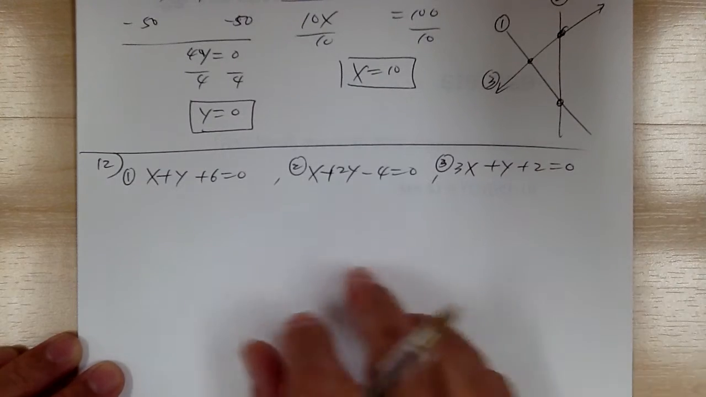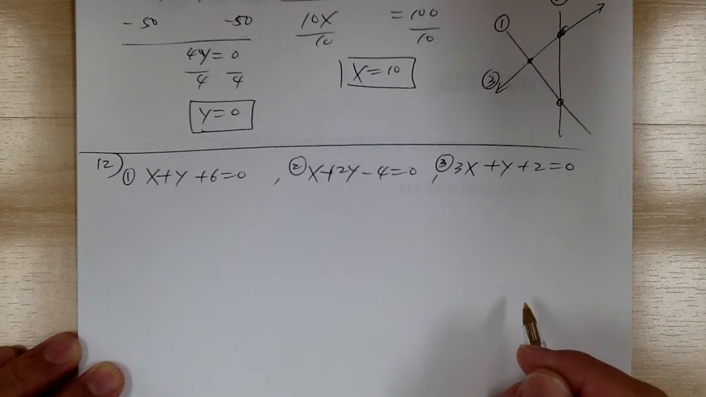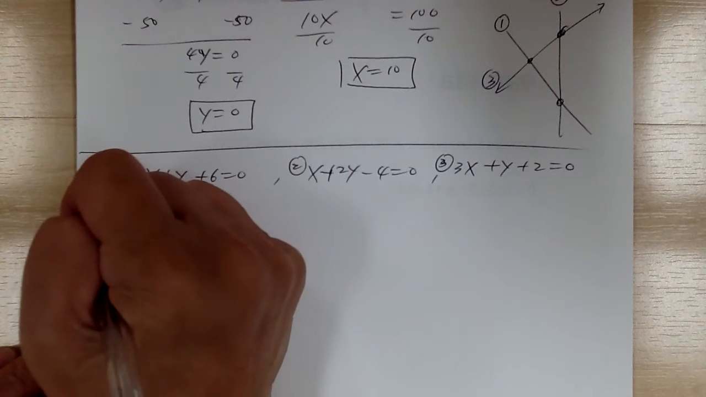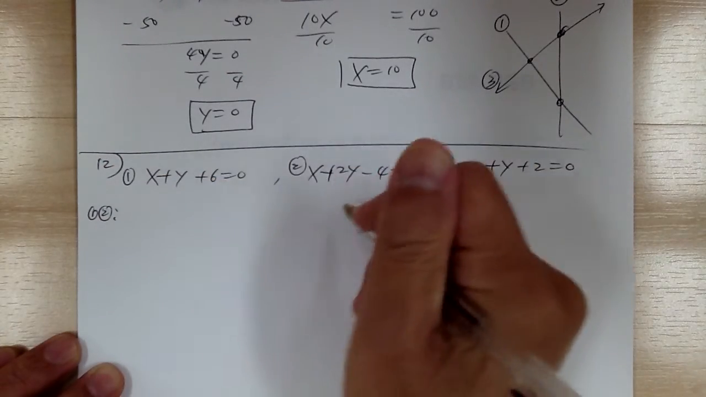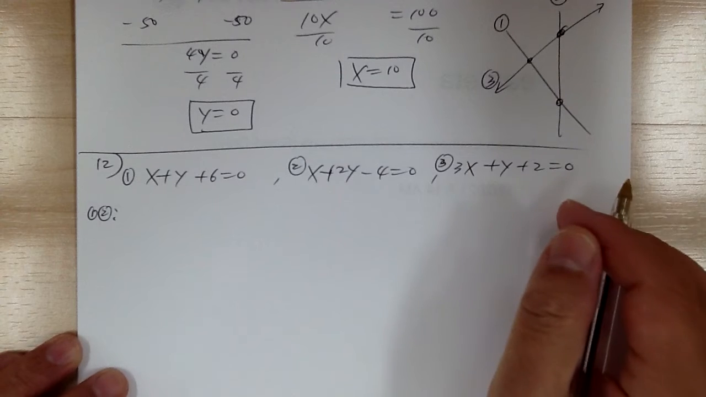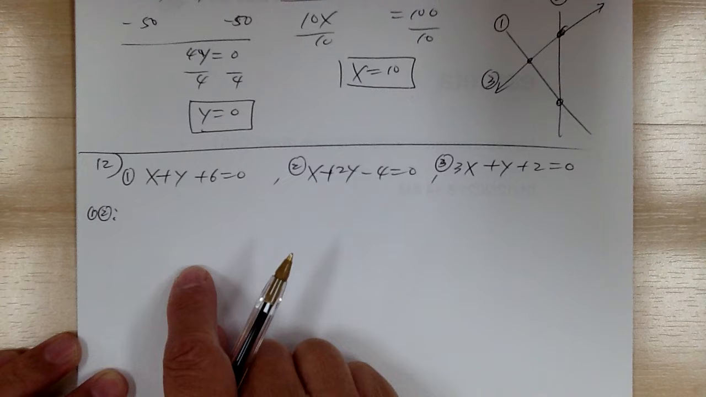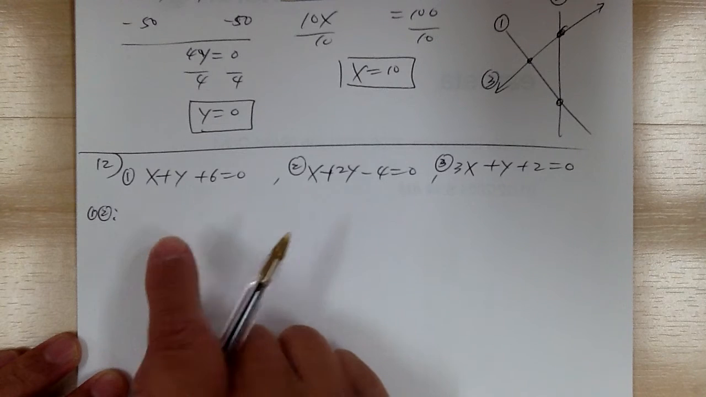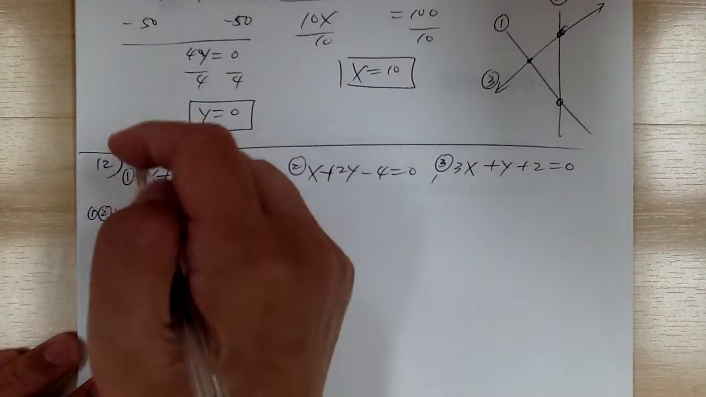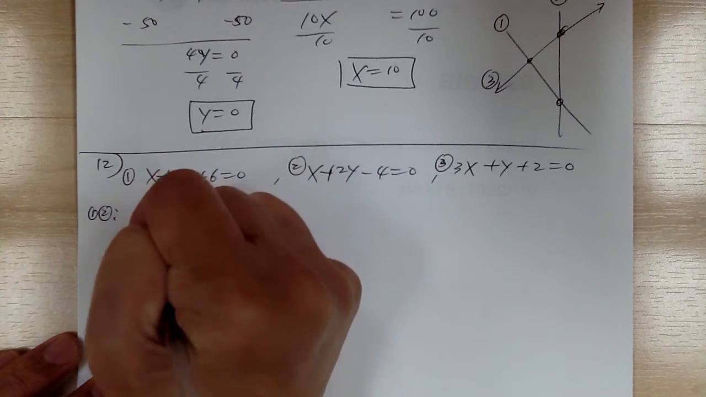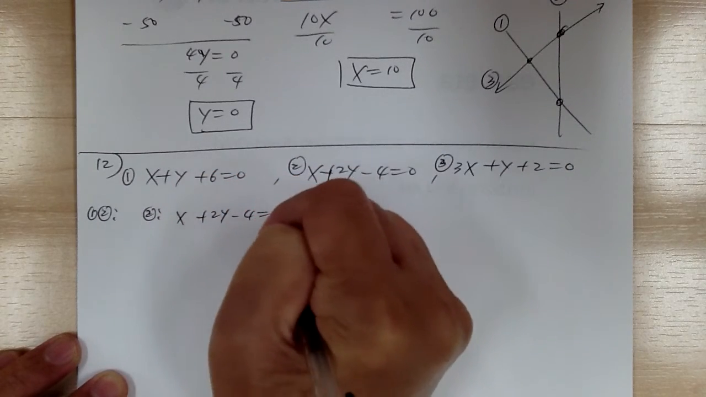So basically you're solving for the 3 points. That's what you're doing. It means you have to use 1 and 2 to solve, and then 1 and 3, and 2 and 3. So first I'm going to do 1 and 2. I'm going to make this opposite and put it under here. So equation 2, I get x plus 2y minus 4 equal to 0.